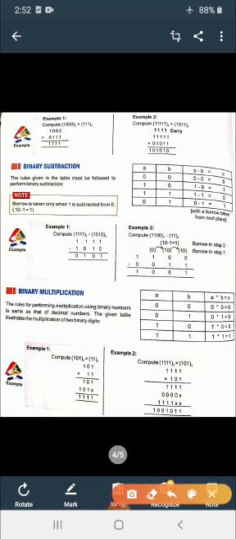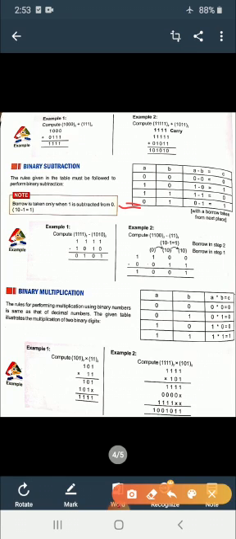Okay, next is binary subtraction. To subtract, we are going to follow the borrow method. Here in the table, 0 minus 0 is 0, 1 minus 0 is 1, and 1 minus 1 is 0. These all are the same. But the last one you need to observe: 0 minus 1. Normally in mathematics 0 minus 1 will give you minus 1, but here 0 minus 1 will be 1, that too with a borrow taken from the next place.